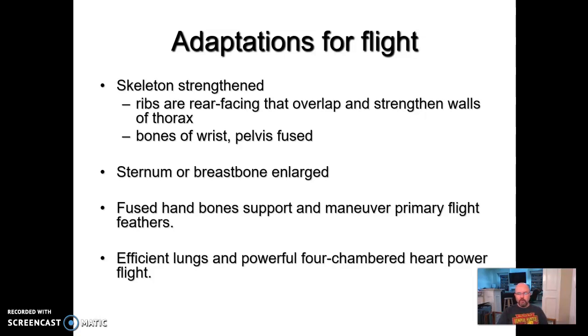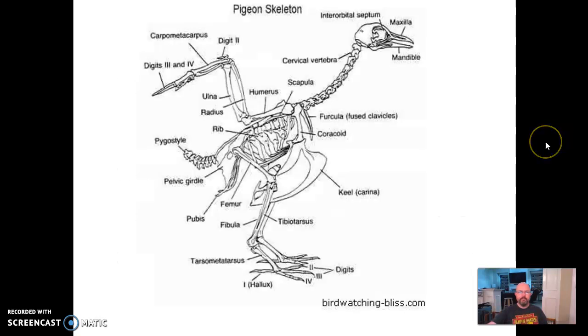So again, a four-chambered heart, like we saw in the crocodilians, we see that in birds, we see that in many mammals. Here is a pigeon skeleton as a sample of that. You can see the pygostyle, the sternal keel again. Remember the humerus, radius, and ulna. Now this is the wrist. The wrist is now just two bones, and then you've got three digits. It's digits 2, 3, and 4, so missing the pinky and the thumb.